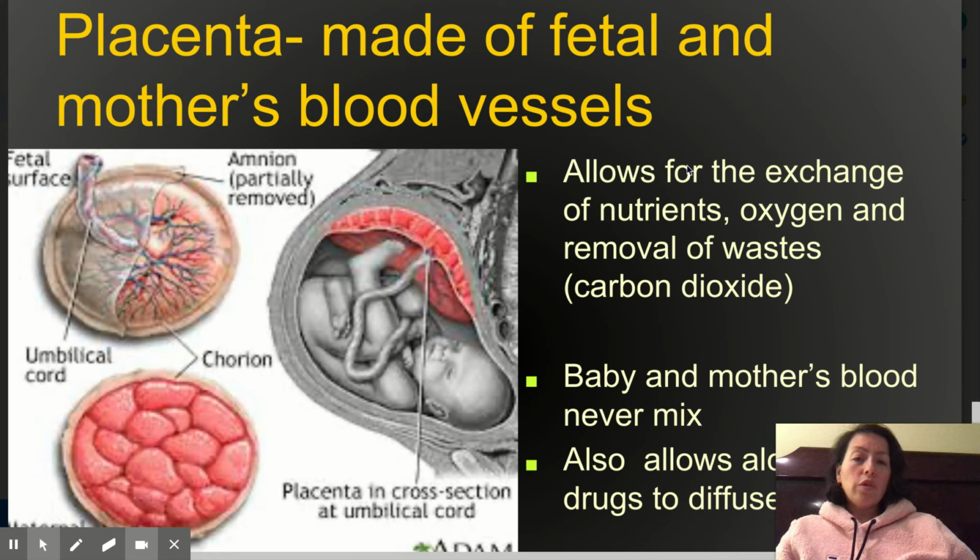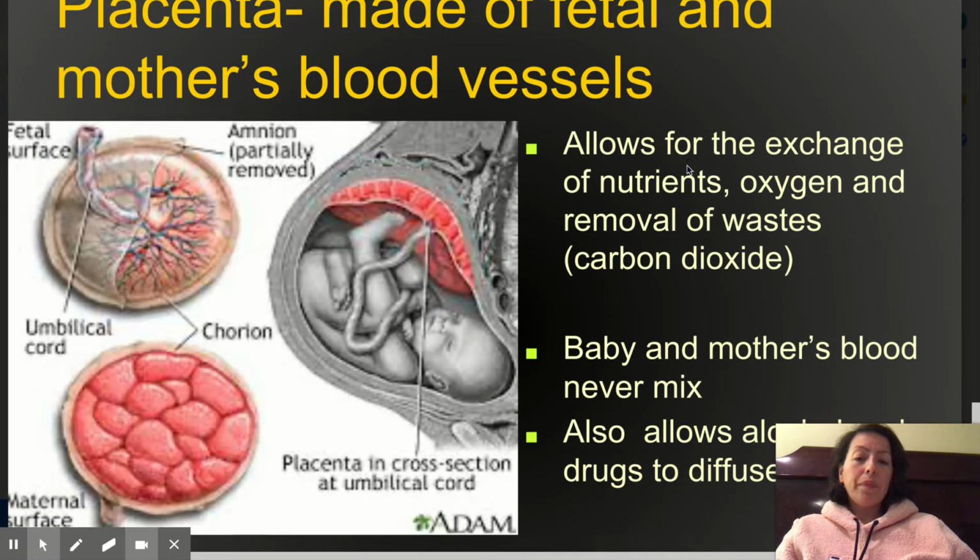Unfortunately, it doesn't protect the baby. So if mother is drinking or using drugs, those substances are able to diffuse and get passed on to the baby. Certain diseases too, viruses, HIV. So mom has to be careful of what she ingests and what she exposes herself to when she's pregnant.